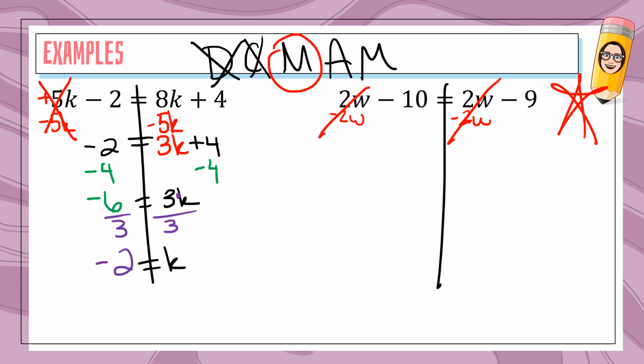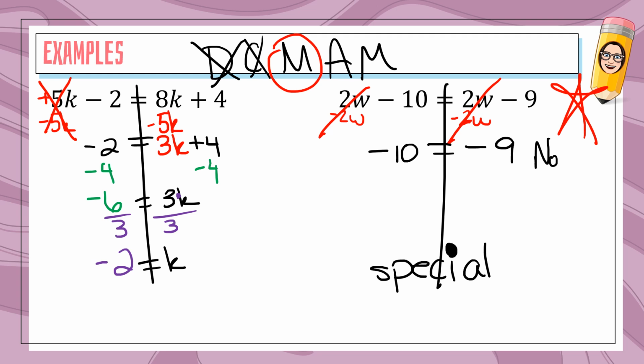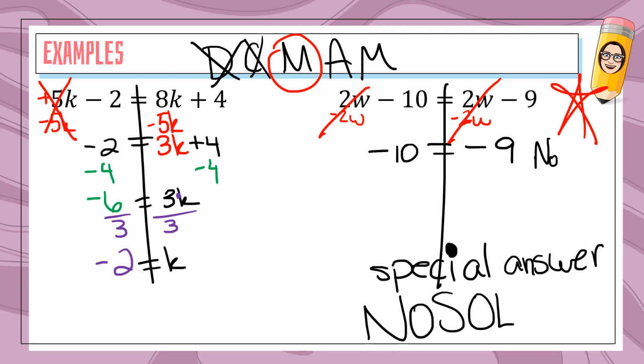Okay, this is weird, but drop down. Drop down negative 10, drop down negative 9. All of our variables disappeared. This is a special one. It has a special answer. If I asked you, is negative 10 equal to negative 9? You'd be like, no, they're not, Morfett. You're right, they're not. And so I have a special answer, and that special answer is no solution.